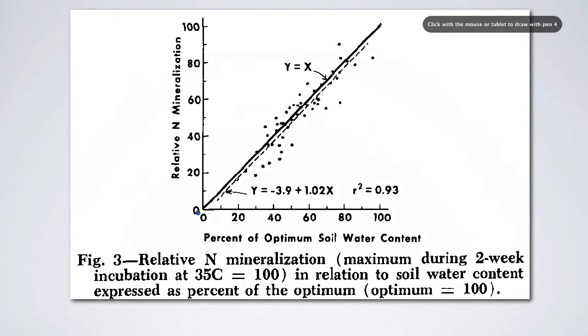So this is a graph from 1974. And essentially what they did is they took a look at how much nitrogen was made available from soils as soil water changed. So from an optimum soil water content, which wasn't necessarily 100% saturation, but if you look across dry soils and you look across wet soils, the amount of mineralization actually increases, and it increases pretty linearly.